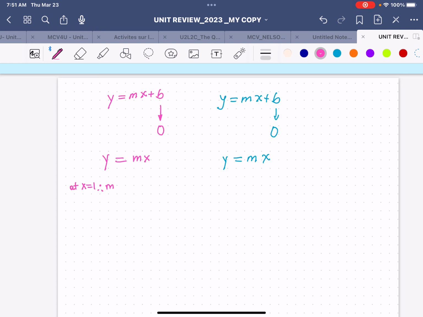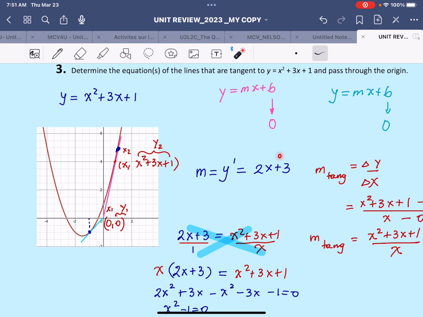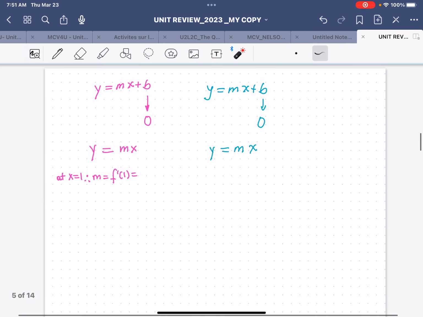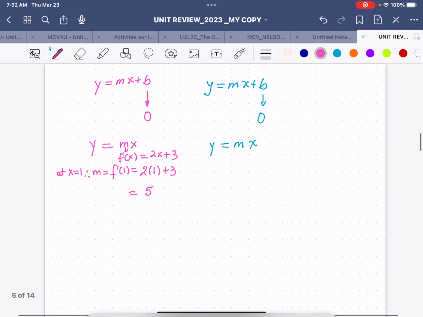So with the x-coordinate equal to 1, we can find out the slope. At x equals 1, the slope equals f prime at 1. Remember that the derivative, which gives us the slope, is 2x plus 3. So f prime of x equals 2x plus 3, which will make the slope 2 times 1 plus 3, and that would be equal to 5. Therefore, the equation of the first tangent, the one drawn at x equals 1, would be y equals 5x.